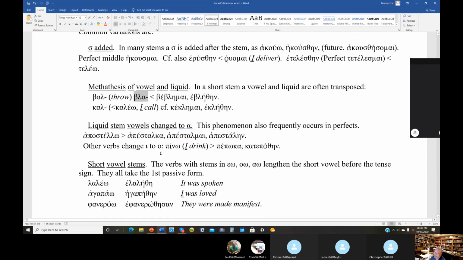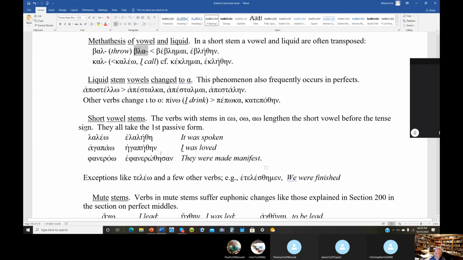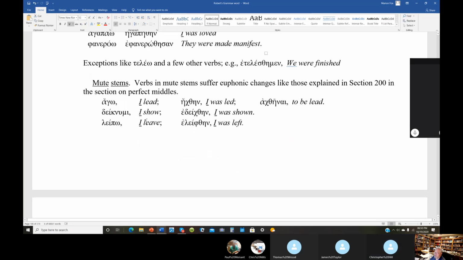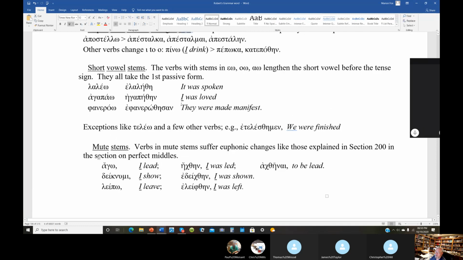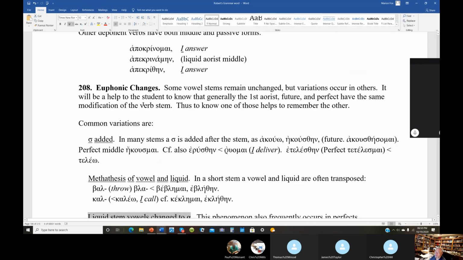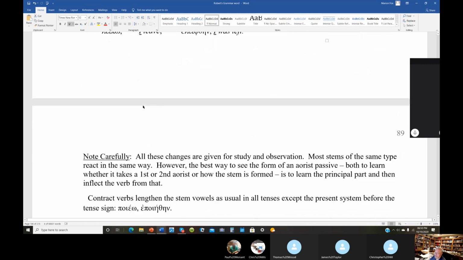Okay. Now, I've forgotten exactly where we got down to. Does anyone remember? I didn't look at the lecture again. I forgot to look at it right before class. All right. I think we're at mute stems. Mute stems. Okay, let's just start with that. Verbs in mute stems suffer euphonic changes like those explained in section 200. So now we're in section 208. We have to go back a lesson or two back.